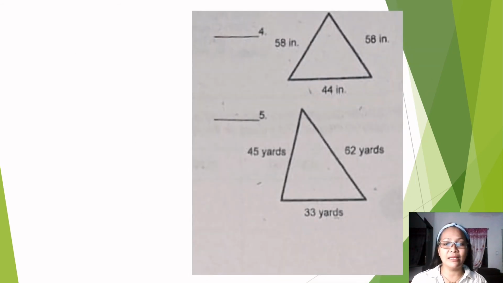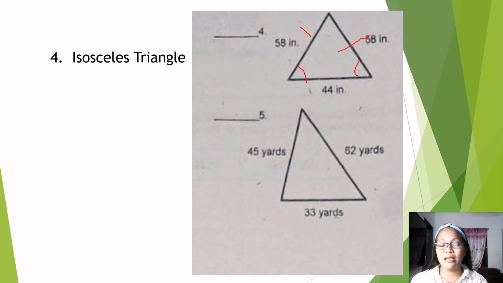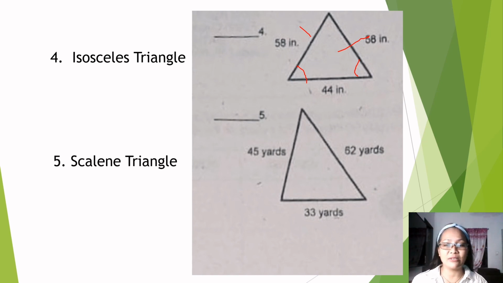Next example, number 4, we have 58, 58, and 54. So 2 sides are congruent, therefore 2 angles are also congruent. And since 2 sides are congruent, then it is an isosceles triangle. And for number 5, if you can see, 45, 52, and 33 yards. All the sides are different or no sides are congruent, therefore we have a scalene triangle.